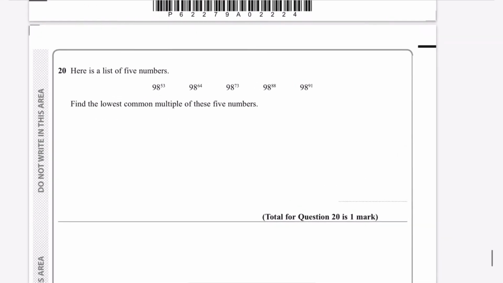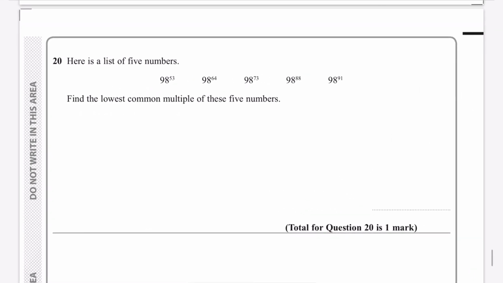Okay, question 20 is pretty nice actually. It's pretty simple. It says, here is a list of 5 numbers. Find the lowest common multiple of these 5 numbers. Now, the lowest common multiple, if you've watched my videos on this before, when you're comparing numbers, it's like which ones have the highest power. So this one is going to be the lowest common multiple because it has the highest power. If, which we're not, we were doing the highest common factor, it is the lowest power that they have in common.